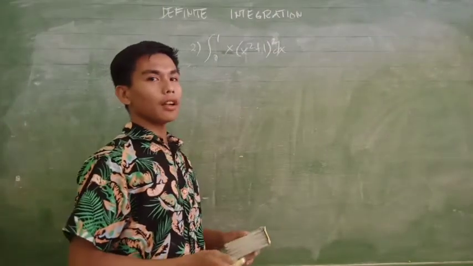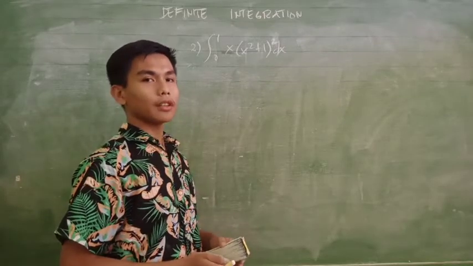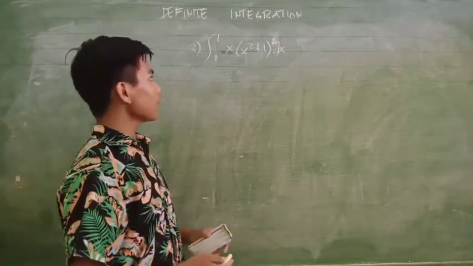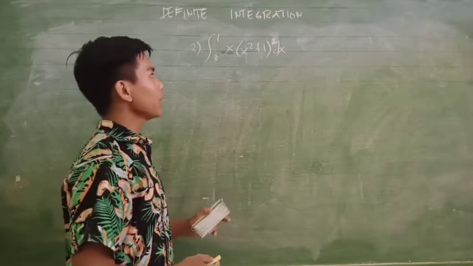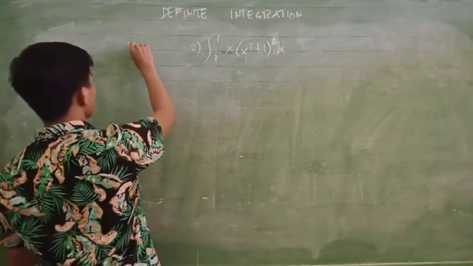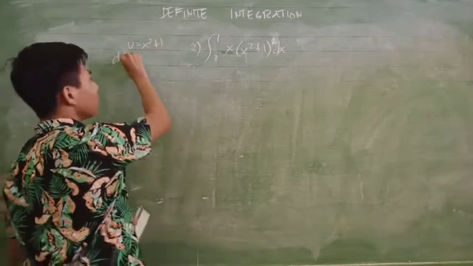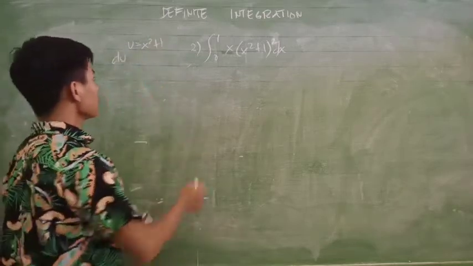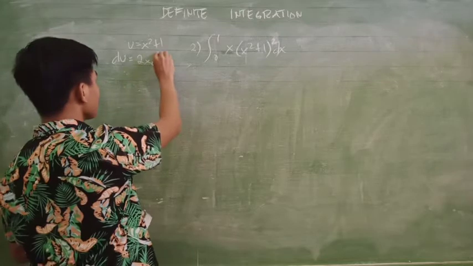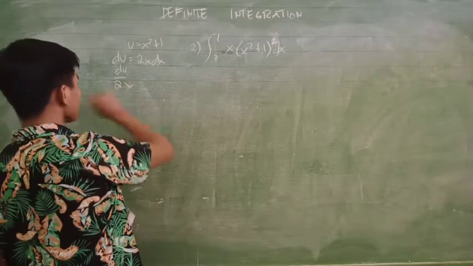So we have here another example, and we'll try to solve it using u substitution and change of limits. So integral of x times x squared plus 1 raised to 2 dx from 0 to 1. So first we have to let u equal to x squared plus 1 and the derivative of our u, which is 2x dx, and then our dx would be du over 2x.